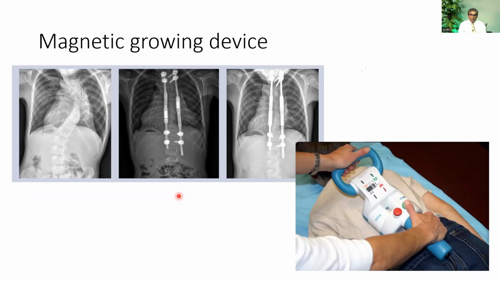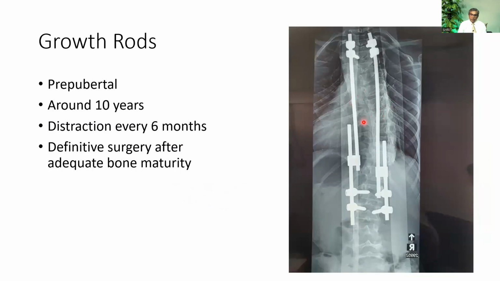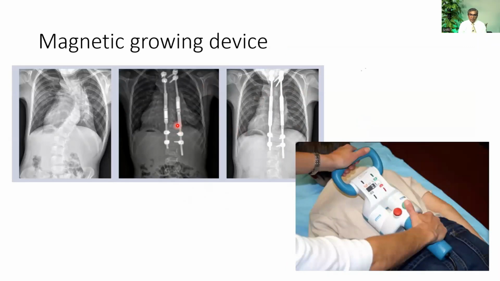In developed countries, there is a similar method called magnetic growth rods or magnetic growing devices, where instead of this sort of growth rod, they use a rod which can be elongated by applying a magnetic force from outside. If you can see in this picture, the initial surgery was done, but later on, every 6 months, just by applying a device from outside of the spine without cutting into the skin, you can elongate the spine. And this can be done at outpatient level without any analgesia or anesthesia. So it is a very convenient way to do it. But this technique has been there for more than, I think, 15 years now, but it's still too expensive for us to practice in Sri Lanka.